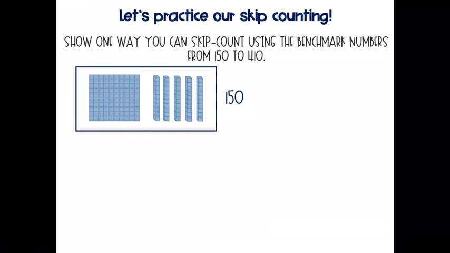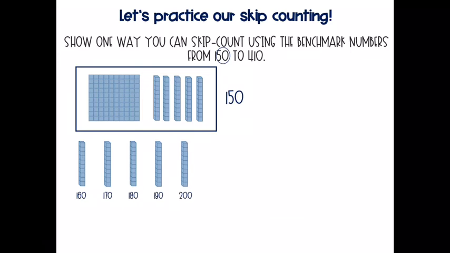If we look at our ones place, we see that we have 0 ones. That means we're at our even 10. Since we don't need to count by ones, we can start by counting with tens. So let's count up by tens until we get to the next 100. 160, 170, 180, 190, 200. We're now at an even 200.